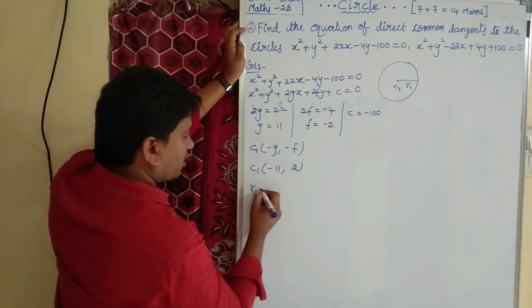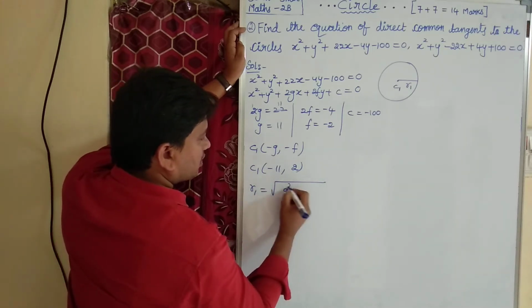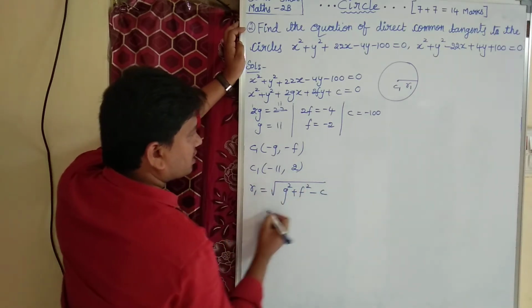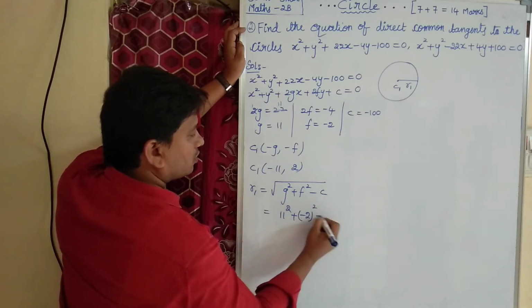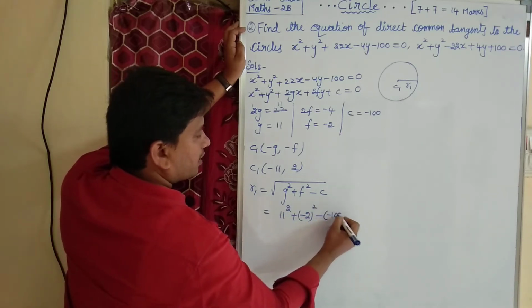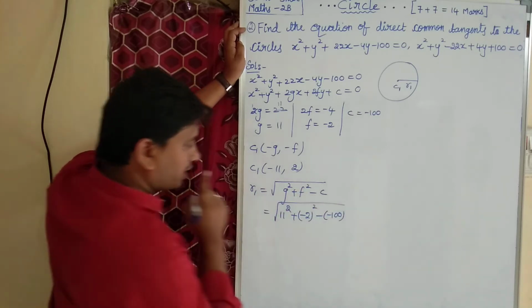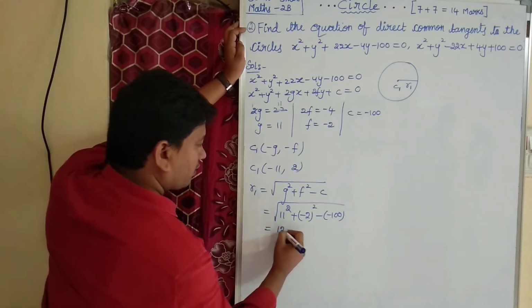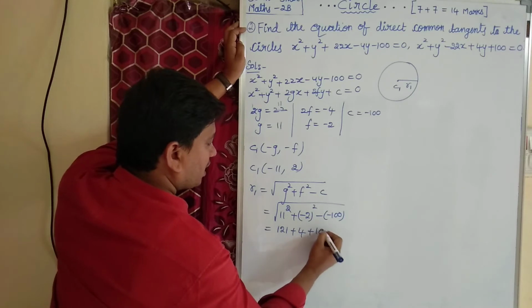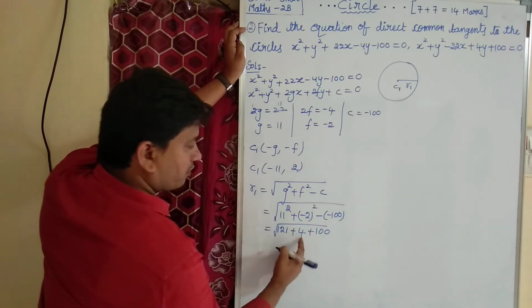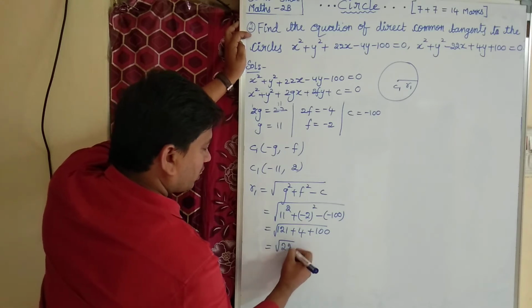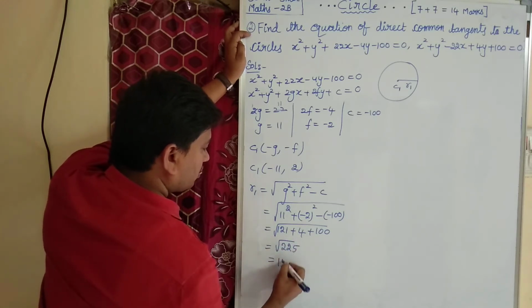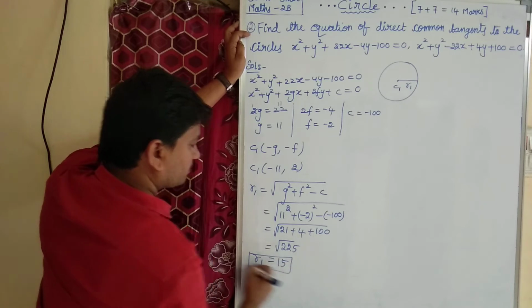And then let us find the radius. Formula is root over g square plus f square minus c. G value 11, f value minus 2, c value minus 100. 11 square is 121, 2 square is 4, minus into minus plus. 121 plus 4 is 125, 125 plus 100 is 225. What is the square root of 225, children? Which is equal to 15.